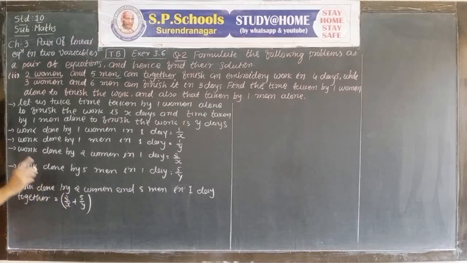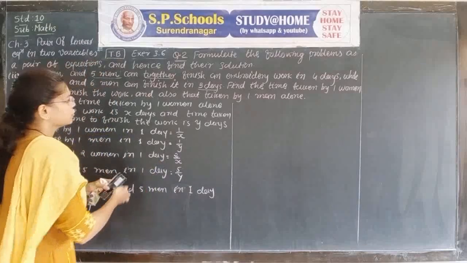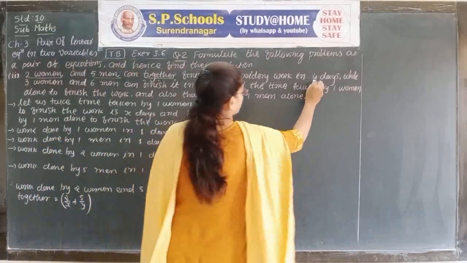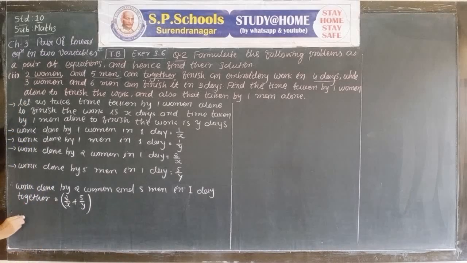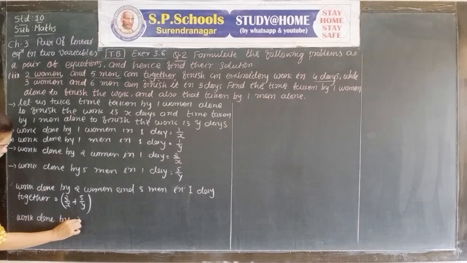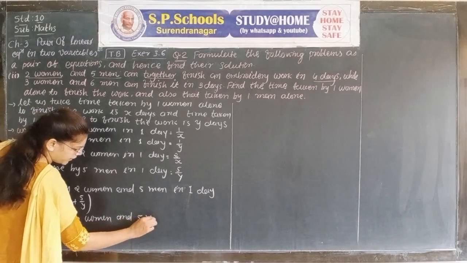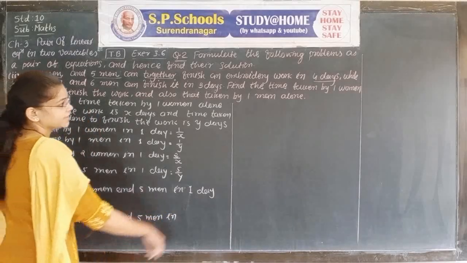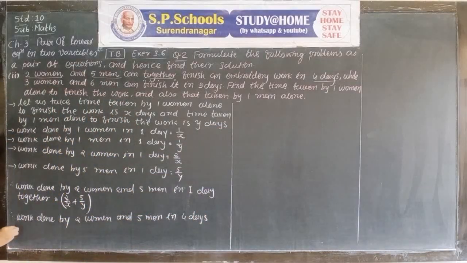But it is the work for only one day. They are working for how many days? 4 days. That's why the work done by 2 women and 5 men in 4 days together is equal to the one-day work multiplied by 4.